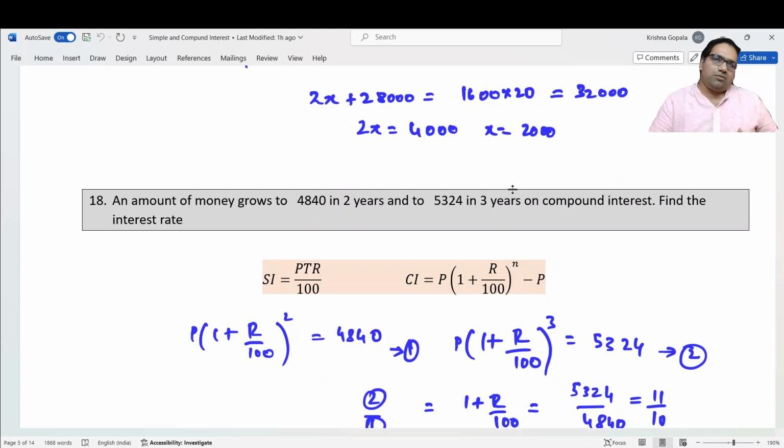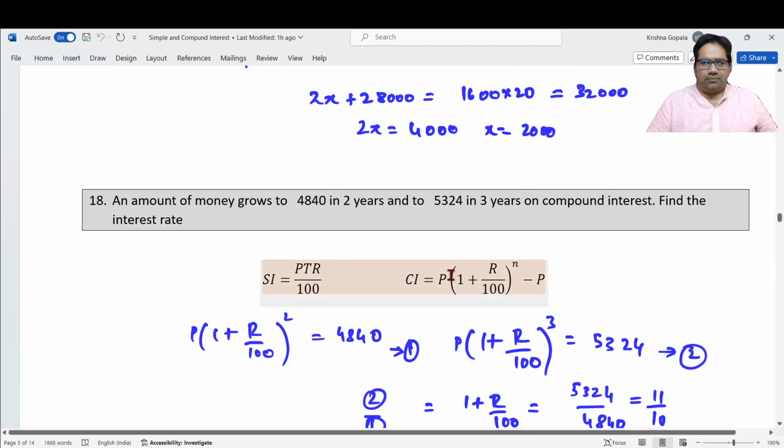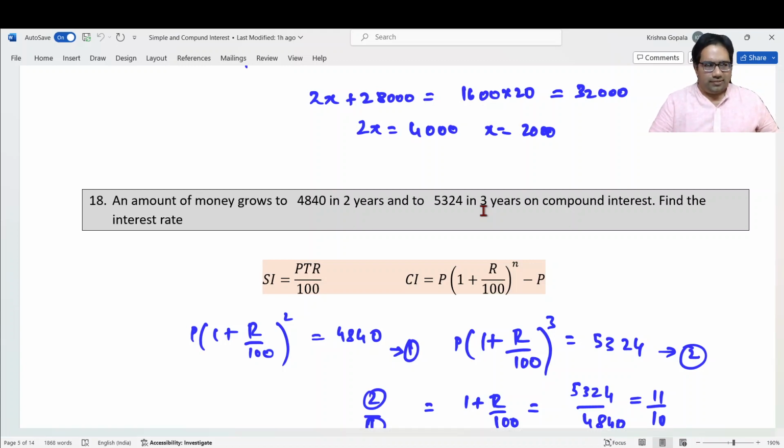The principal amount is also not given. So we don't know P, we don't know R. We just know T. In 2 years, it has gone to 4840, and in 3 years, it has gone to 5324. So this is a tricky problem. You should not get worried, right? But this is very easy.